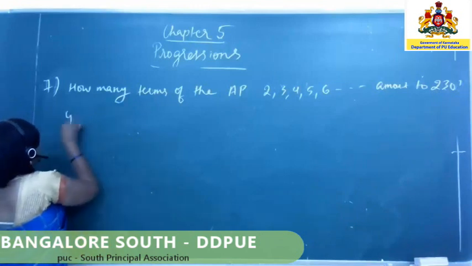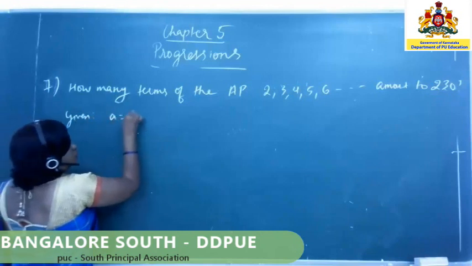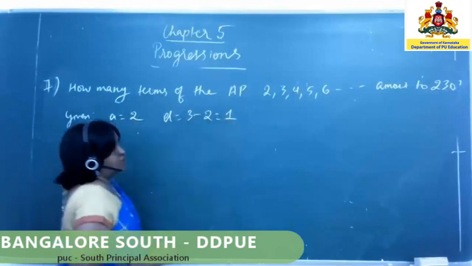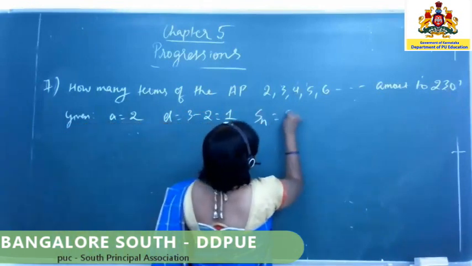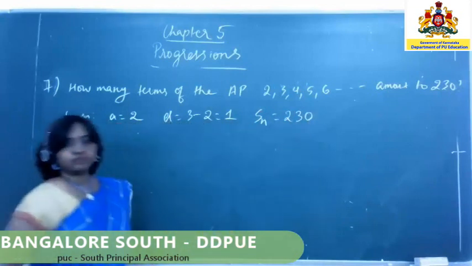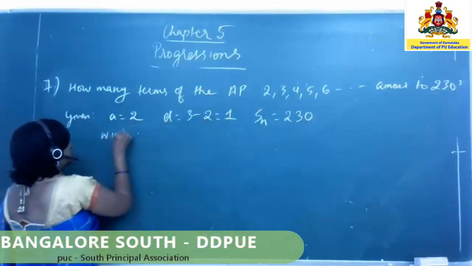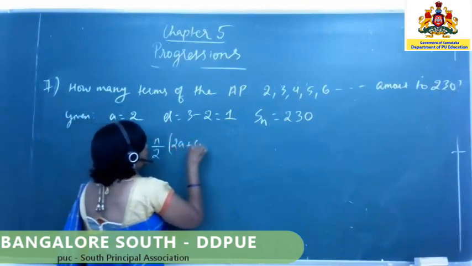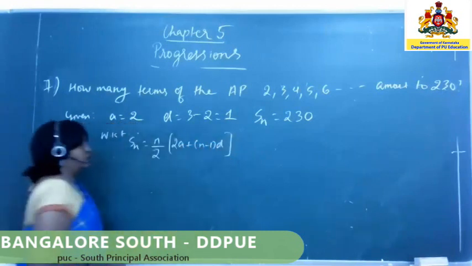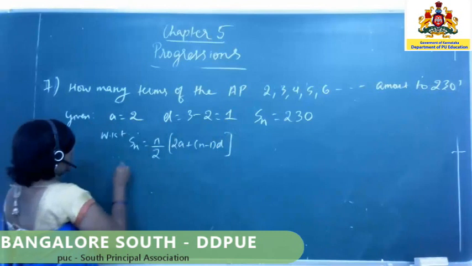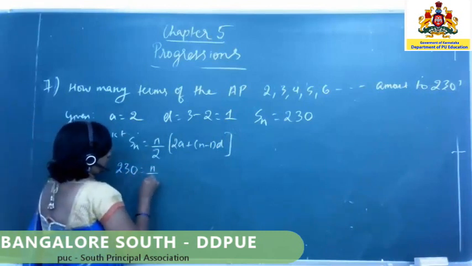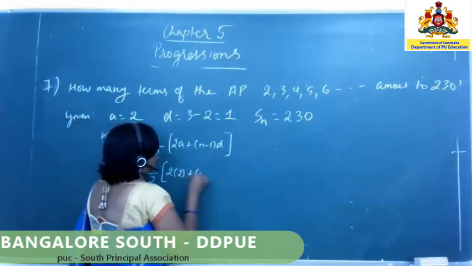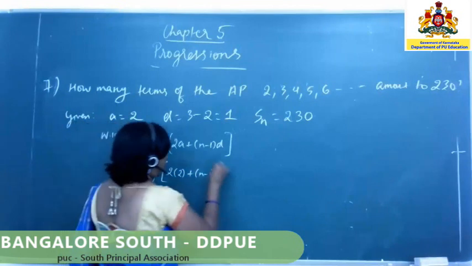A is equal to 2, D is equal to 3 minus 2, that is equal to 1, and Sn is equal to 230. And we know that Sn is equal to n by 2 into 2a plus n minus 1 into D. Sn is 230 is equal to n by 2 into 2 into 2 plus n minus 1 into D is 1.